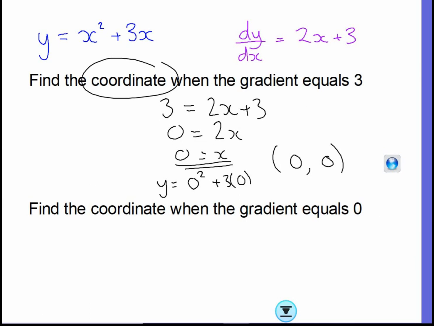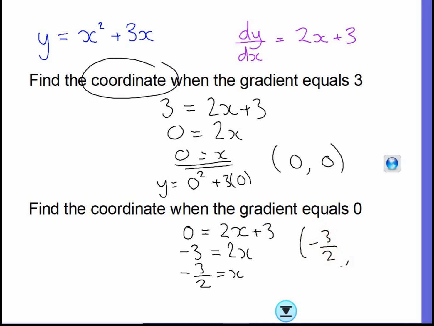Now find the coordinate where the gradient equals 0. So again, we set the gradient to be 0. So 0 is equal to the gradient function. We solve. So divide by 2 and we get minus 3 over 2. So we're at this stage here. Now we've got to put that into the y coordinate. So y is equal to minus 3 over 2 squared plus 3 lots of minus 3 over 2.